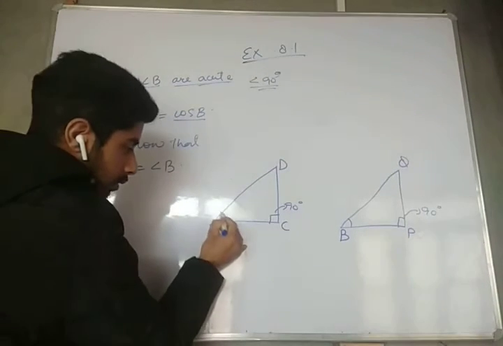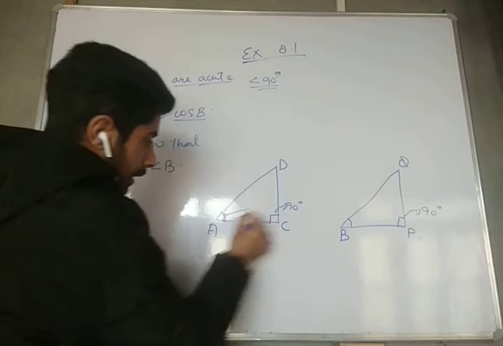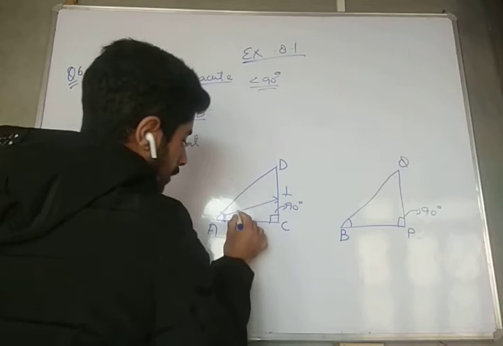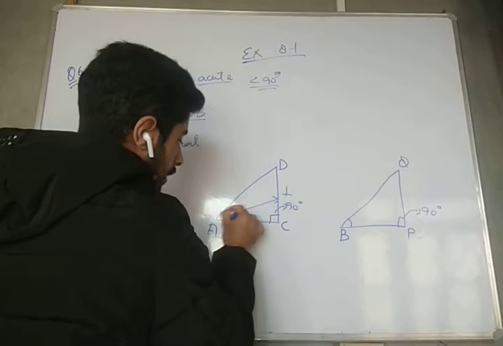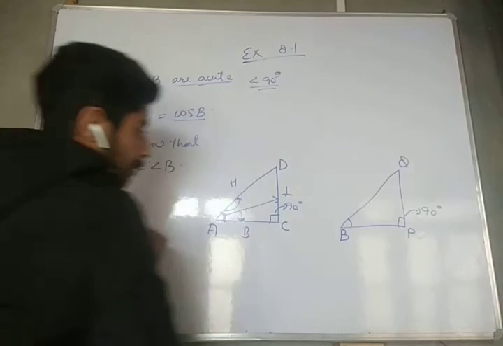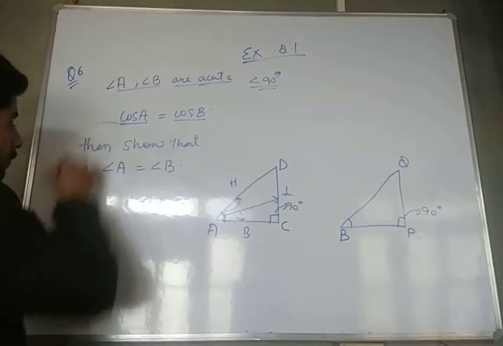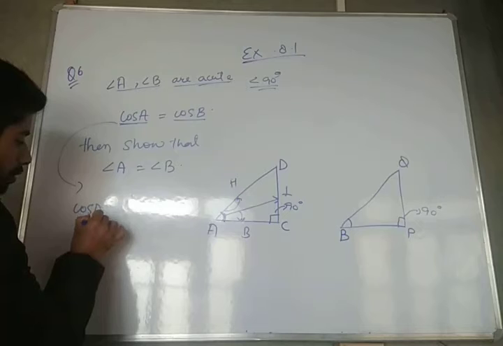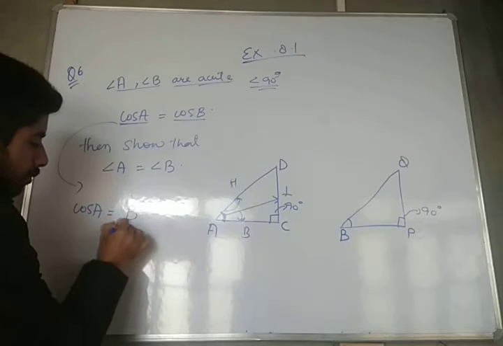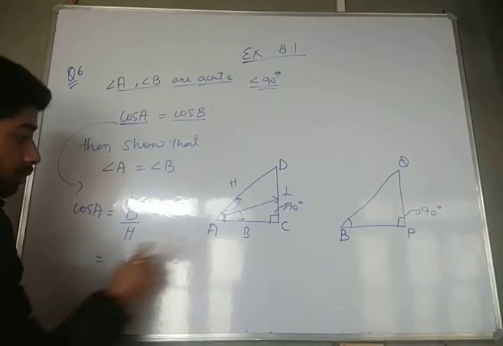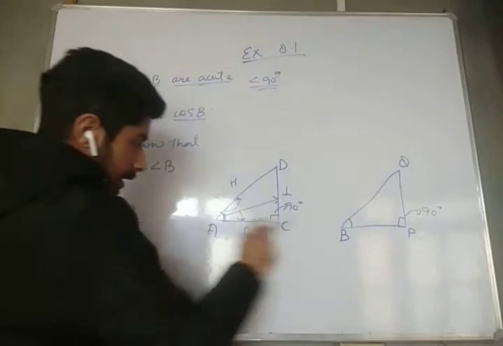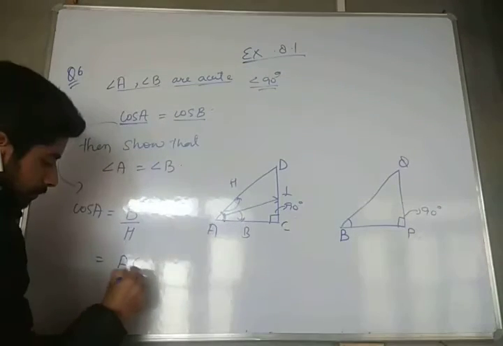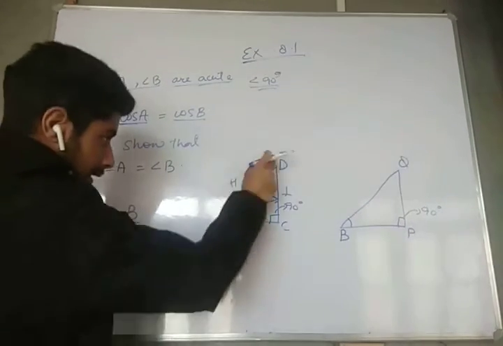Now let's calculate cos for this A first. Side opposite to this, it's perpendicular, adjacent, this is base, and this side, this is hypotenuse. So what is the value for this cos of A? Cos of A will be equal to base over hypotenuse. So what is base for this? It is this AC, and hypotenuse, it's this AD.